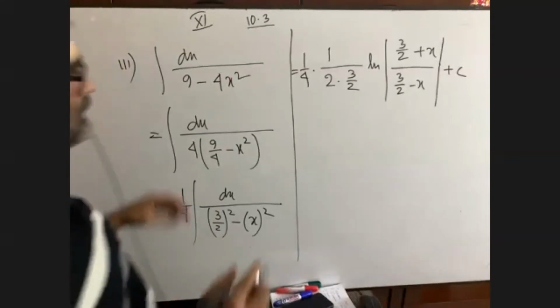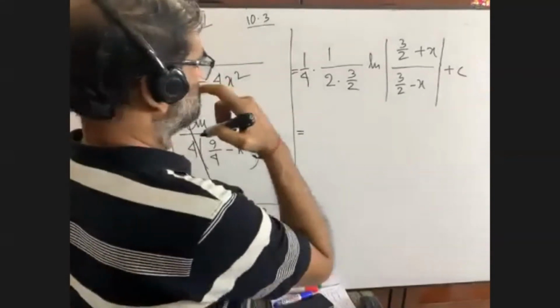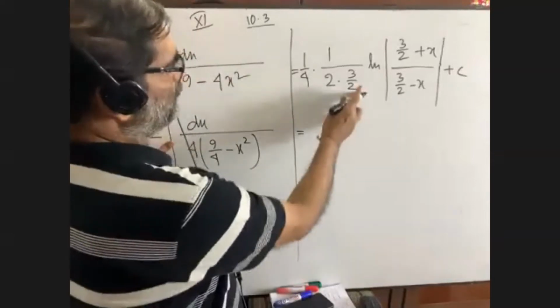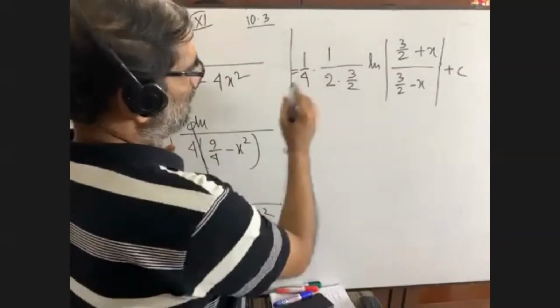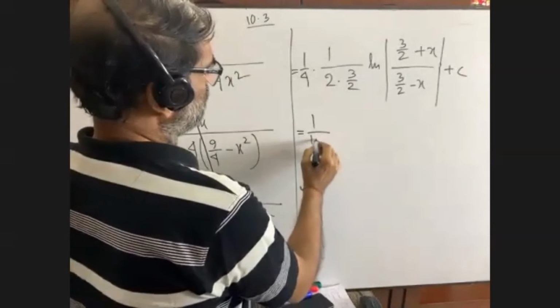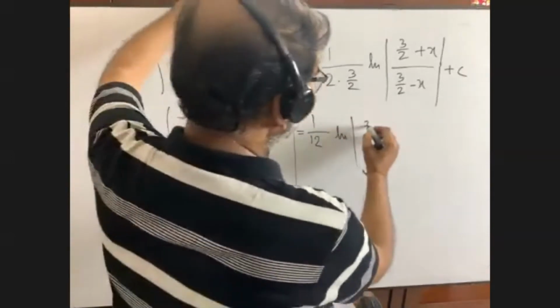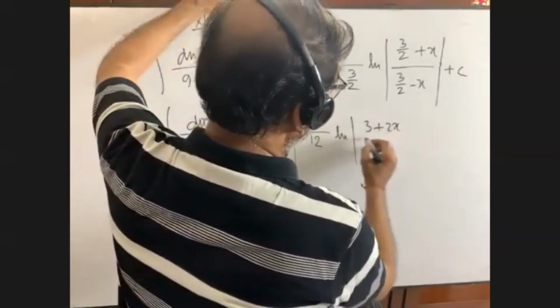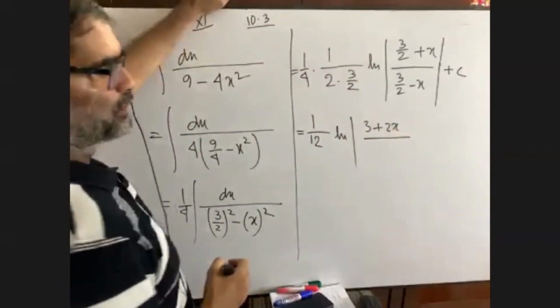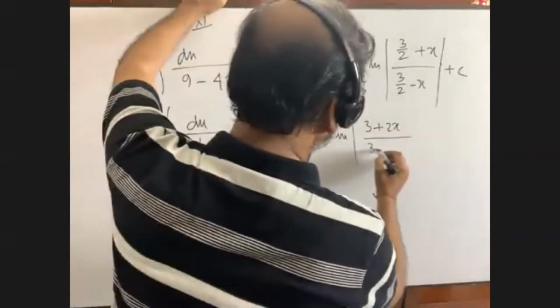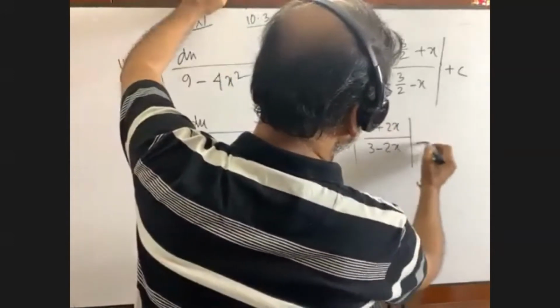Now you calculate what will be there. This 2 will be omitted. So we'll be left with 1 by 12 ln 3 plus 2x. I am going to multiply both the numerator and denominator by 2, and it is 3 minus 2x, and it is plus c.